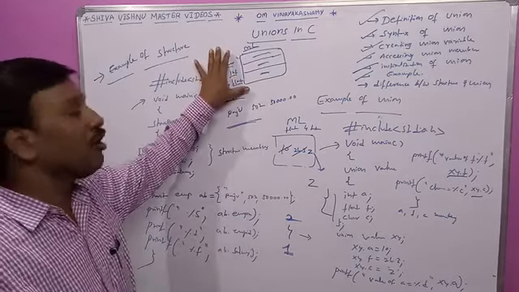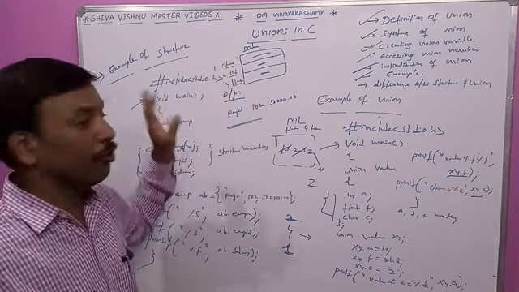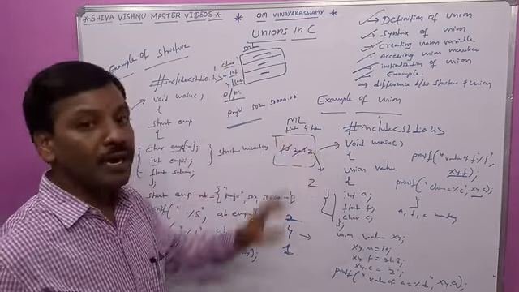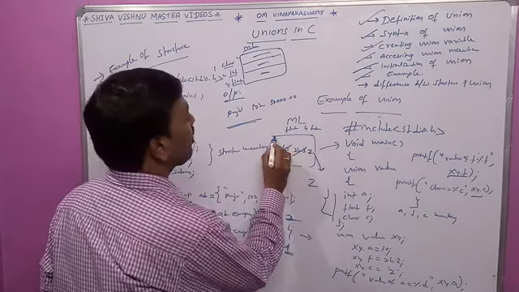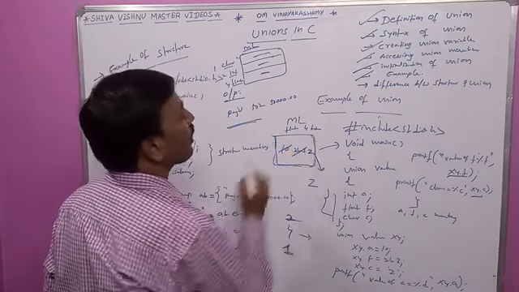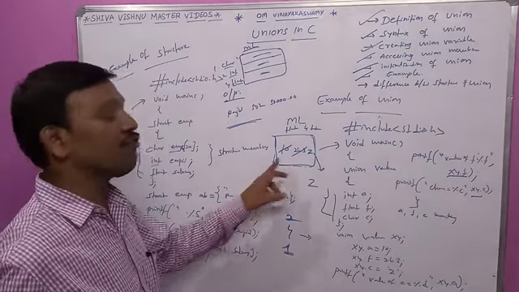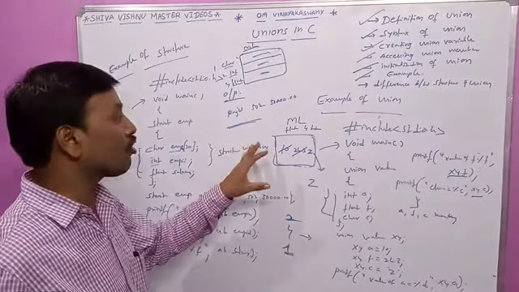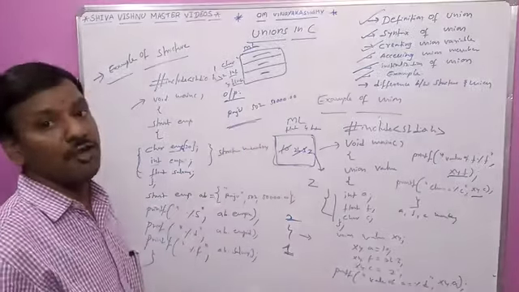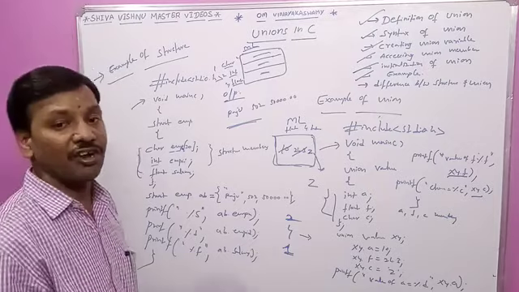The main difference between structure and union is only the memory location. In structure, data will be stored in a particular location, but in union only a single memory location is allocated, which is the highest data type. That location will be selected. In that single location only, data will be stored. This is the difference between structure and union.